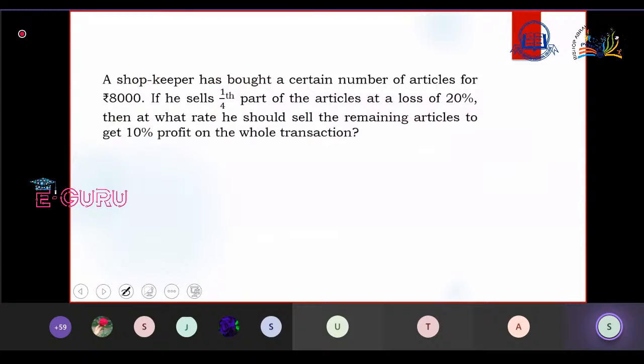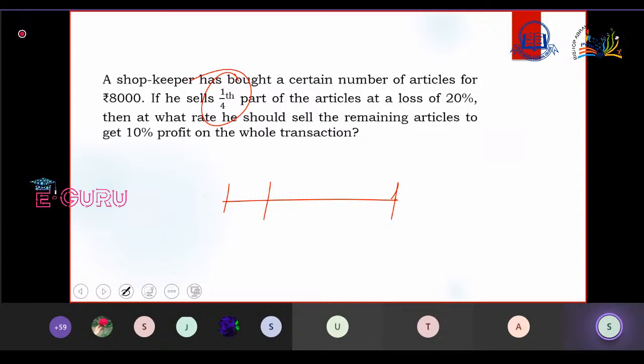One more question in the same way. A shopkeeper has got a certain number of articles for 8,000. If he sells 1/4 of the part at a loss of 20%, then at what rate should he sell the remaining articles to get 10% profit on the whole transaction?